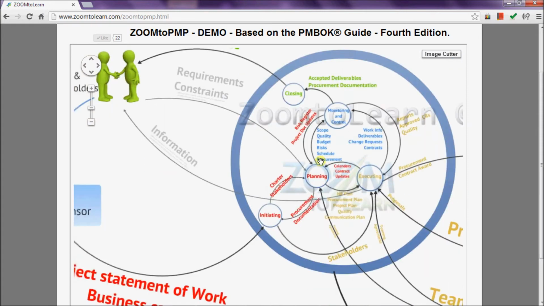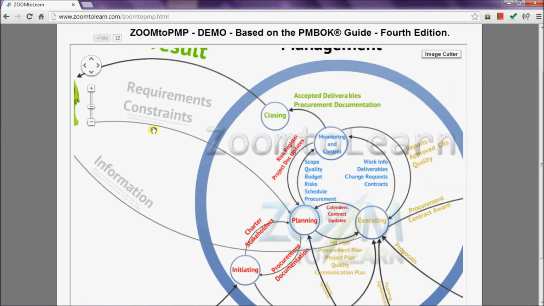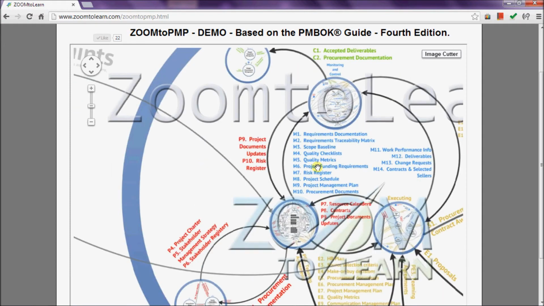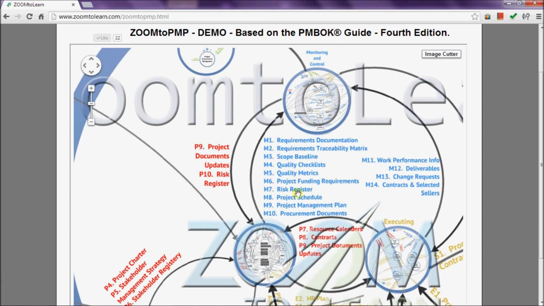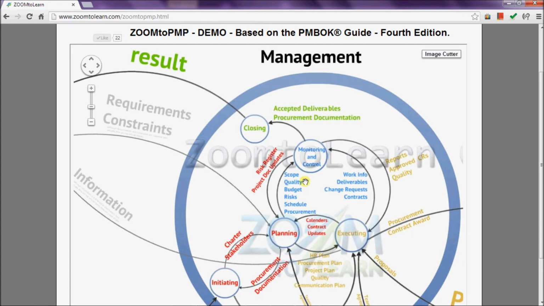In the planning process group, we're translating requirements and constraints into scope, quality, budget, risk, schedule, and procurement requirements and constraints. There are some technical terms for these, but we don't need to get into these details now. In monitoring and control, we ensure that the execution is carried out according to the plan, meaning that work produced is in line with requirements and constraints.